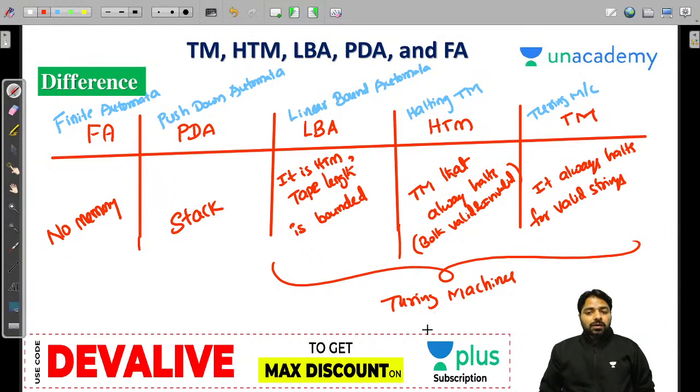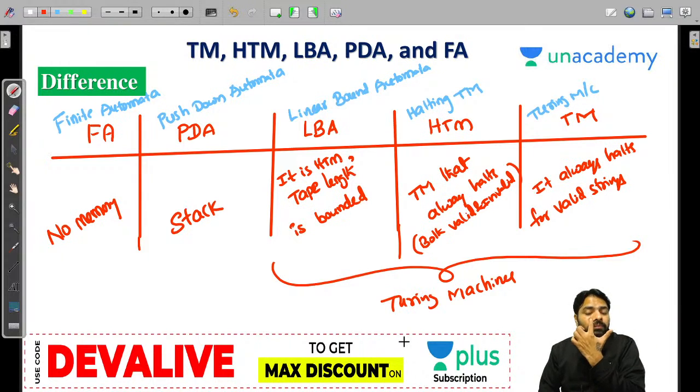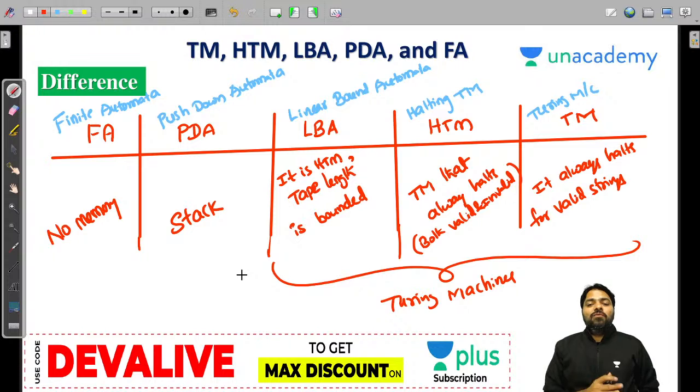That is HTM. And LBA uses a tape length that is bounded linearly, but it is not going to use exponential tape. You can say that. Not exactly correct, but it is. And this is how we differentiate.